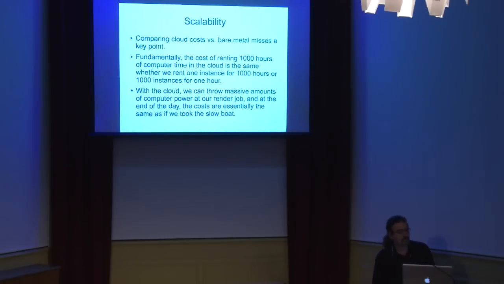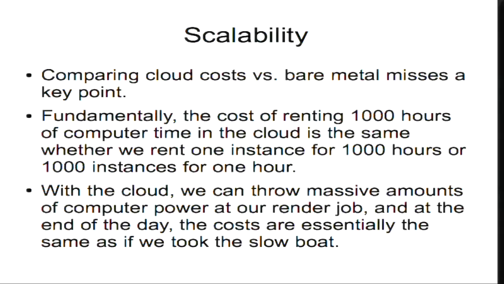There's another very important advantage of rendering in the cloud. And that is that if you look at the second paragraph, the cost of renting 1,000 hours of computer time in the cloud is the same whether we rent one instance for 1,000 hours or 1,000 instances for 1 hour. So in other words, we can really throw a huge amount of computing power at our renders, and at the end of the day, the price is essentially the same, because we're renting computers by the hour. Now, when you have a major cloud provider like Amazon, you can actually go out there and say, I want to rent 1,000 computers for the next hour, and you can do that. And the price is essentially the same as if we had rented one computer over a very long period of time. So at the end of the day, you get your result a lot faster if you're using the cloud. And the cost advantage of using the cloud really is that there's no significant added cost to get your result faster.